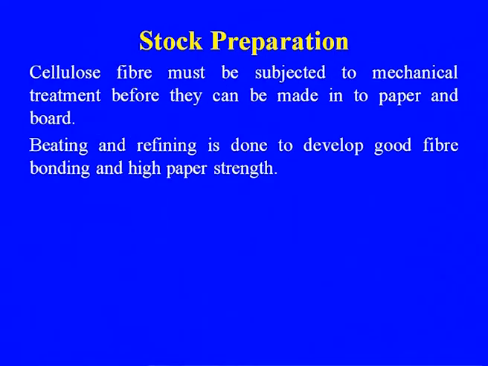Cellulose fiber which we are getting after the bleaching, or the pulp, must be subjected to mechanical treatment before it can be made into paper and board. So the process which we are using for the mechanical treatment of the pulp is beating and refining. Beating and refining is done to develop good fiber bonding and high paper strength.